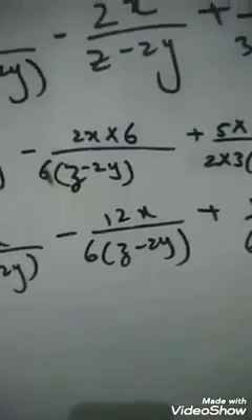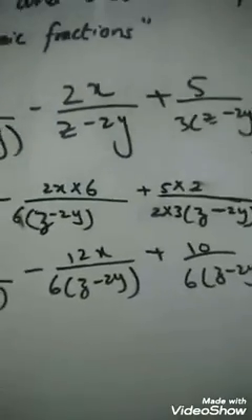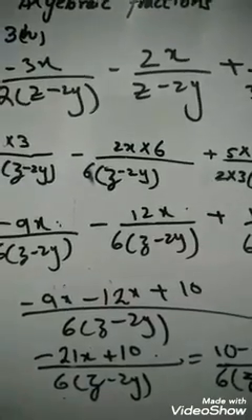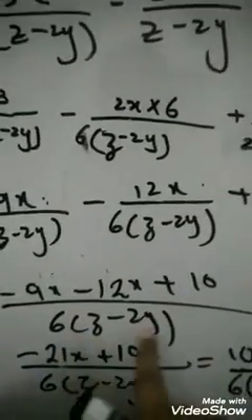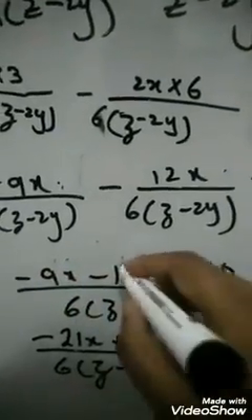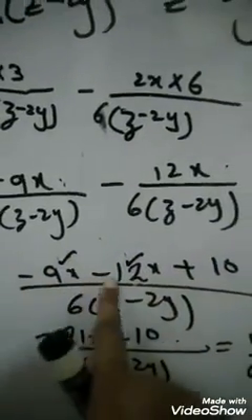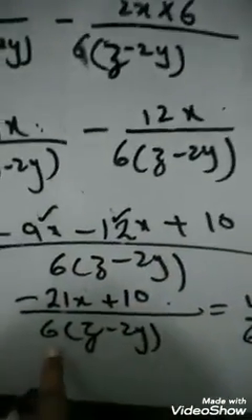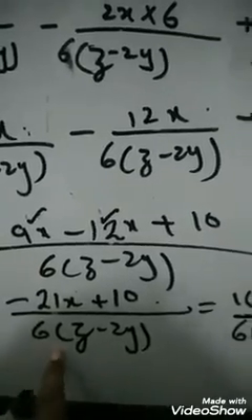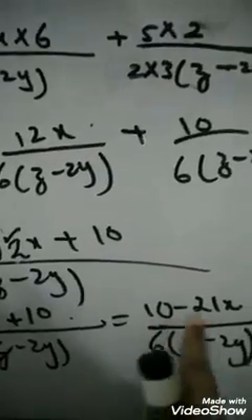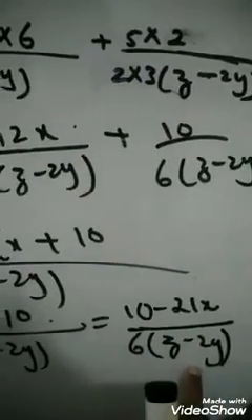Now we combine these fractions into a single fraction. I have written these fractions as a single fraction: 6 into z minus 2y, minus 9x, minus 12x and plus 10. Minus 9x and minus 12x are like terms, so they will be combined. Minus 9x minus 12x will be equal to minus 21x plus 10, over the denominator 6 into z minus 2y. Now you can write it properly as 10 minus 21x over 6 into z minus 2y.